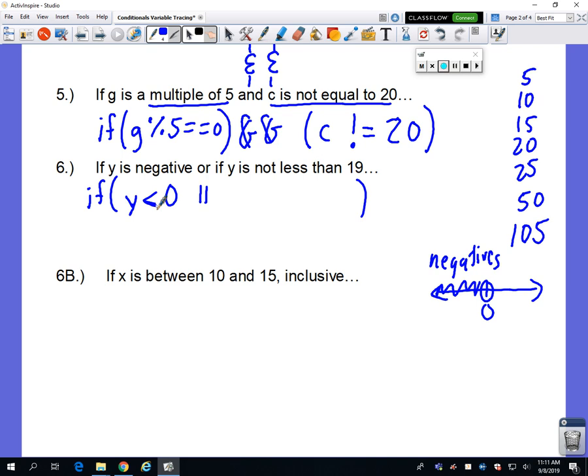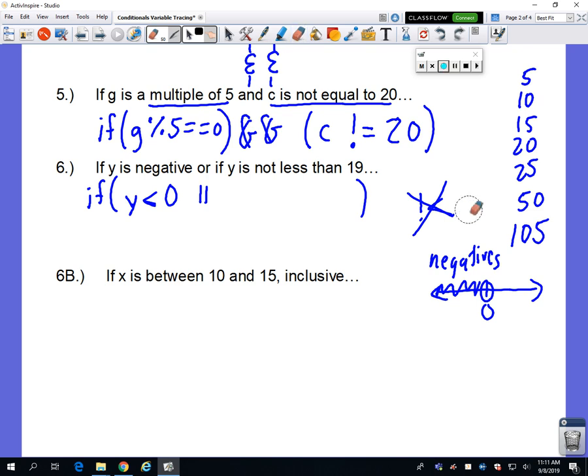We can also say, let's do the other one. I already wrote the or symbol, those two goalposts. Y is not less than 19. So let's think about this. There's really no such symbol as not less than. That is not a thing. So you cannot put y is not less than 19. That's a bad thing to do.